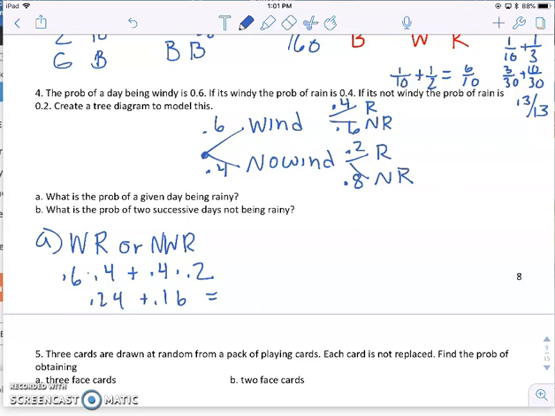Oh, that's 0.08. Sorry, can't multiply here. So that's 0.32.